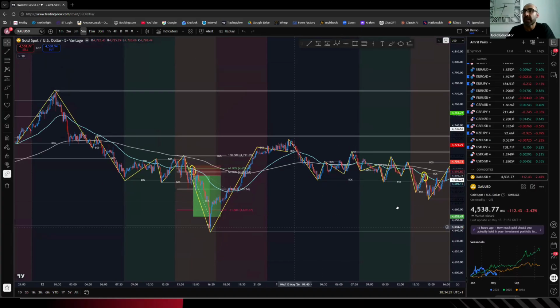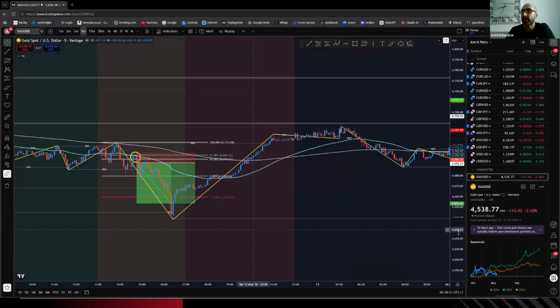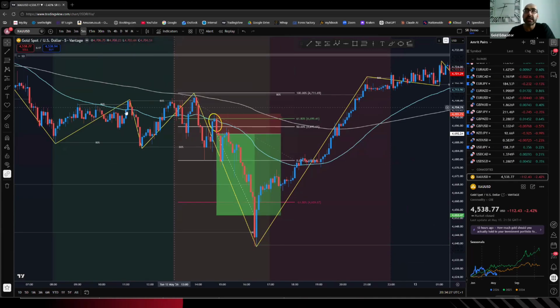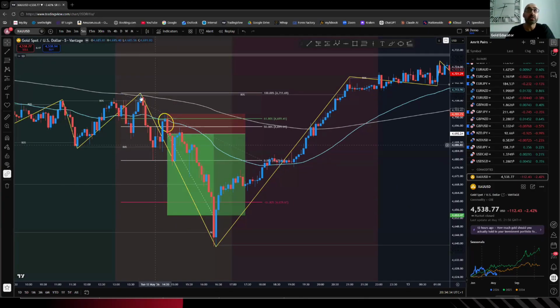So what confirmed that particular entry? I might have to take my replay mode out again. We had the EMAs in our favor. The blue EMA is below the gray, so we knew we were looking for sells. We looked at our most recent high and most recent low, which was this one. We drew our fib level. We saw the 618 level.